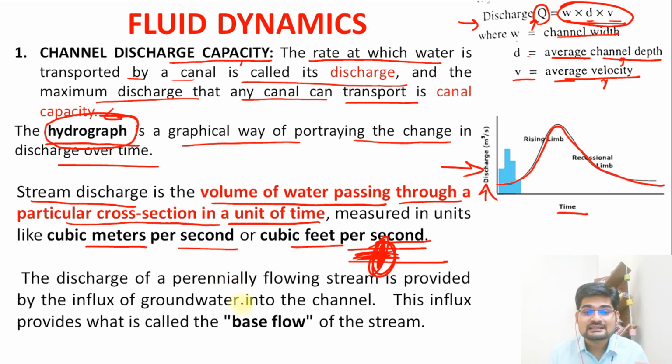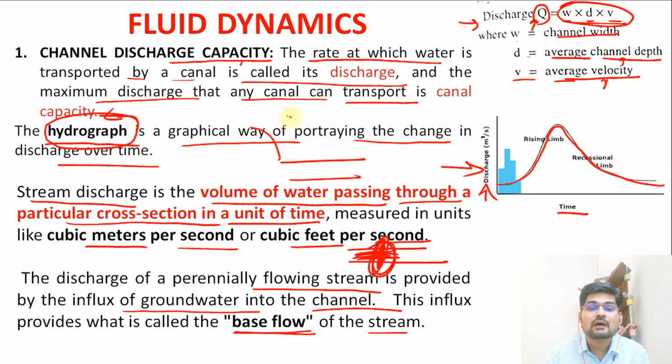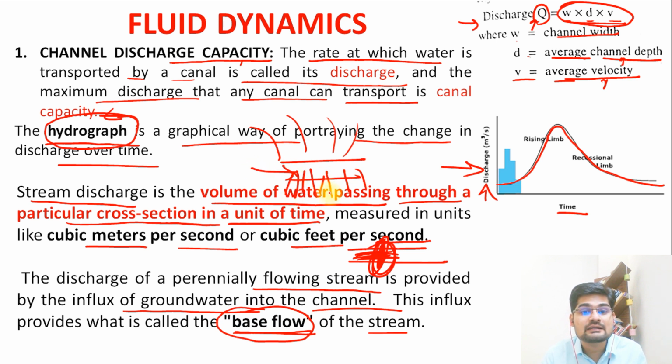And along with it, there is something called base flow. What is this base flow? The discharge of a perennially flowing stream is provided by the influx of groundwater into the channel. So this influx provides what is called the base flow of the stream. So remember, for a stream which is perennial in nature, it's not just that the water is coming from outside through rainfall or glacial melting. Water is also coming from the base, from inside, right? That is important. It is underground water coming up. This addition, this influx coming from within, from the base, is known as base flow.